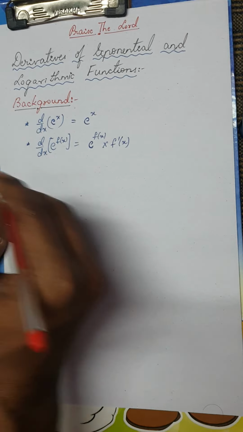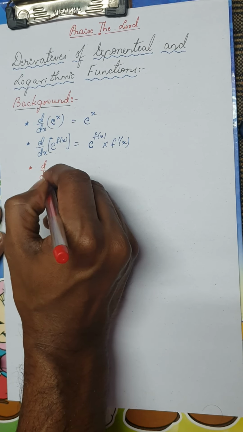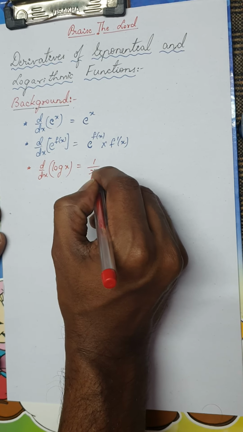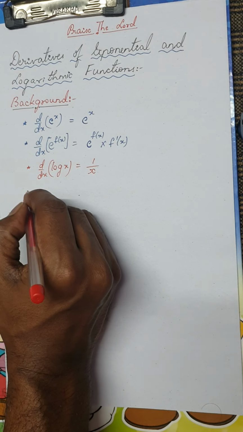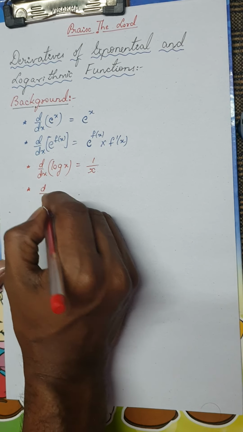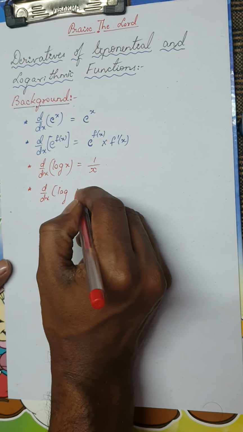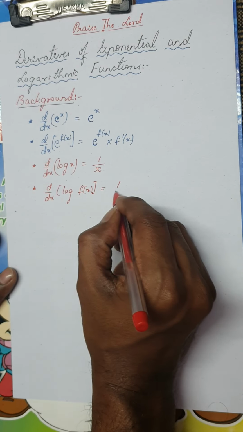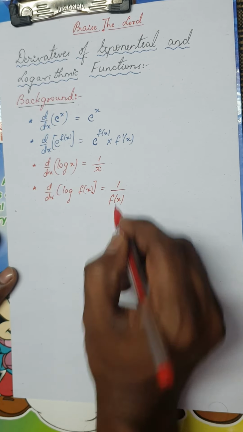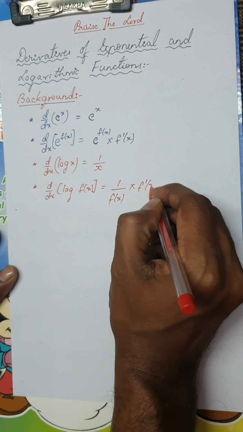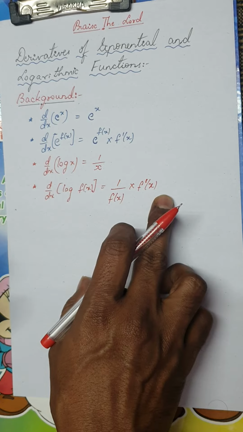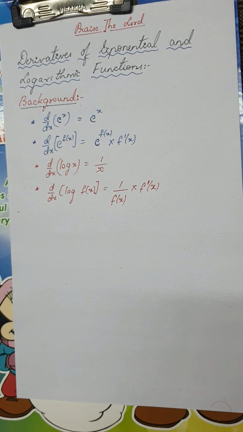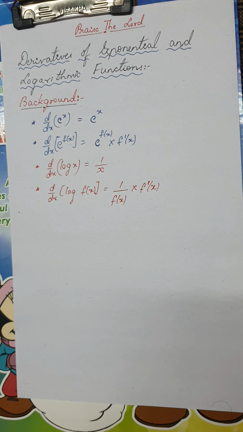Similarly, remember the derivative of log x. What is the derivative of log x? It is 1 by x, isn't it? You have learnt in your previous classes. So in case you have the derivative of log of f of x, we know the derivative of log is 1 by whatever it is, into, don't forget, you have to differentiate f of x once. Okay, hope you are thorough with this background. Now with this information we'll get on to the problems directly.